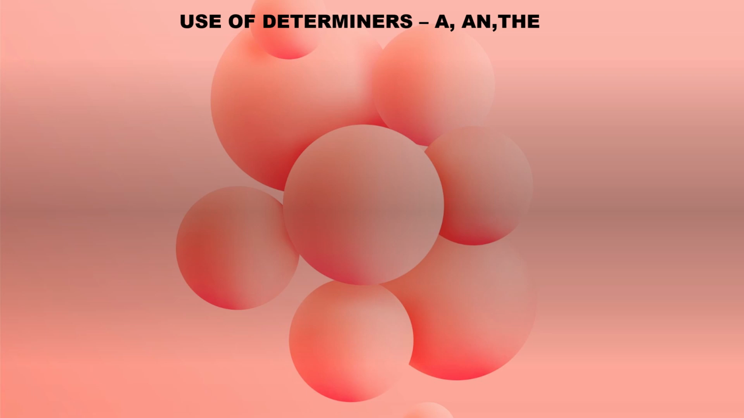A determiner is a word that decides, limits, or determines something about the noun that follows. It belongs to a special class of noun qualifiers. The important determiners are a, an, and the, which are also known as articles. Now let us understand how and where we will use the articles or determiners a, an, and the.